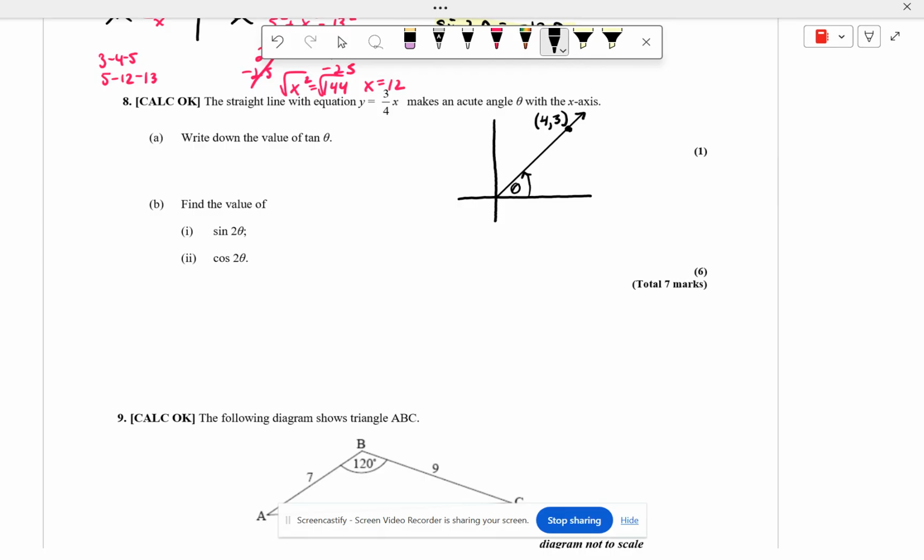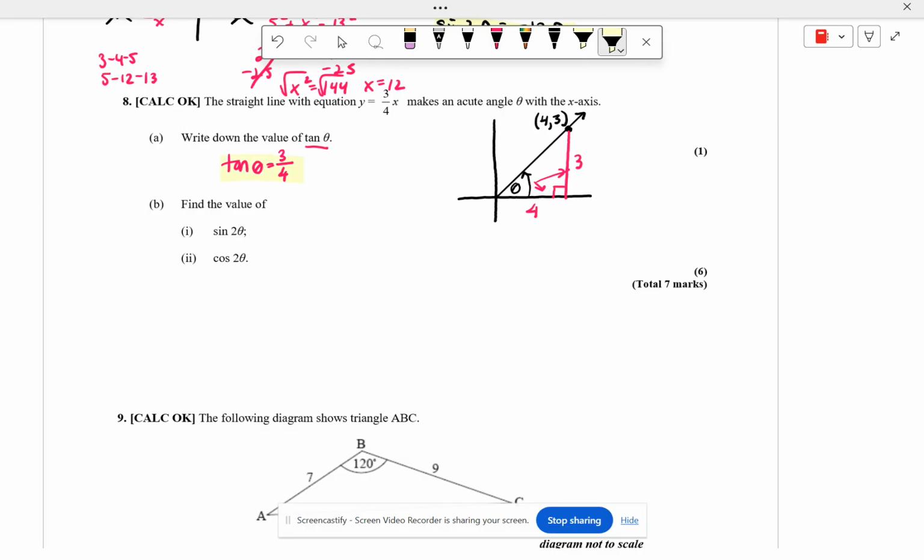Write down the value of the tangent of theta. If we're using tangent, we must have a right triangle. So let's turn this guy into a right triangle. I'm going to drop this altitude right here. This will be 90 degrees. And now let's use that coordinate, that clue that they gave us in the beginning. So this will be 4 and the height will be 3. Okay, so the tangent of theta is going to be opposite over adjacent. So the tangent of theta is going to be 3 over 4.